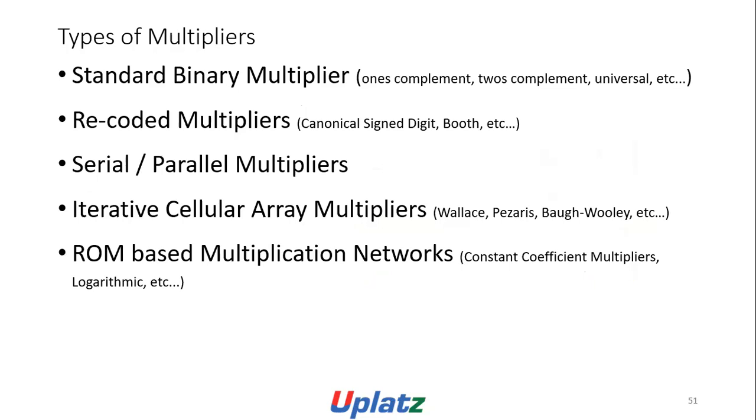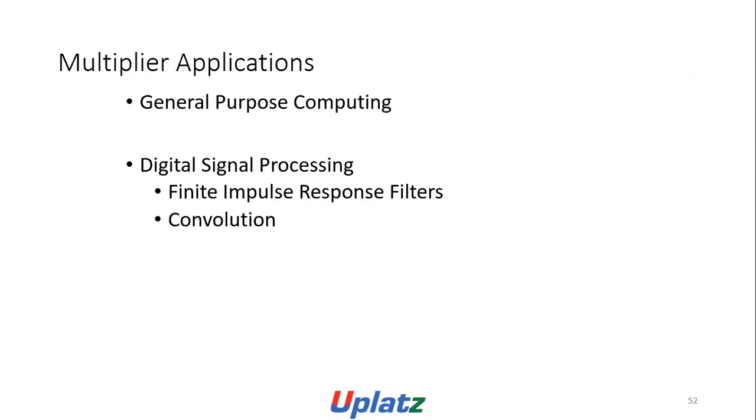Types of multipliers: standard binary multiplier, one's complement, two's complement, universal, etc. Recoded multipliers, canonical signed digit, Booth, etc. Serial-parallel multipliers, iterative cellular array multipliers, Wallace, Pezaris, Baugh-Wooley, ROM-based multiplication, constant coefficient multipliers, logarithms, etc. Multiplier applications: general purpose computing, finite impulse response filters, and convolution.